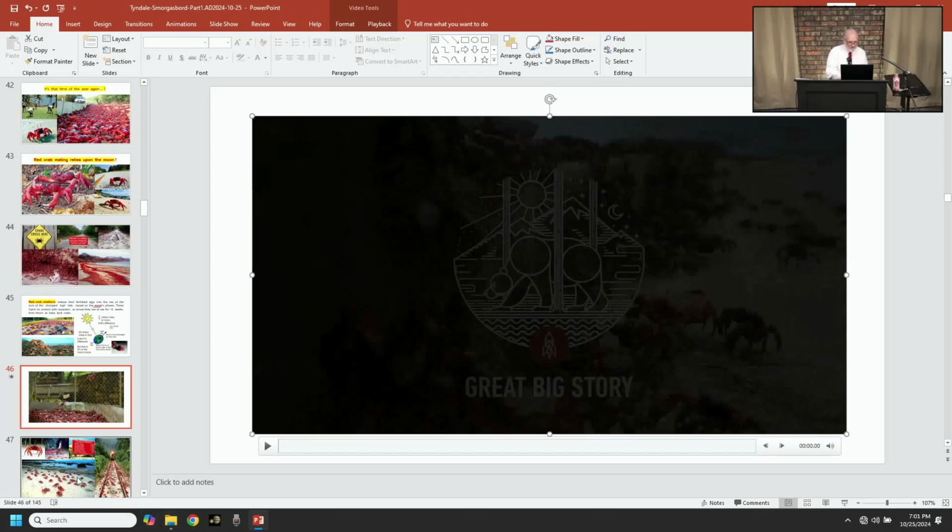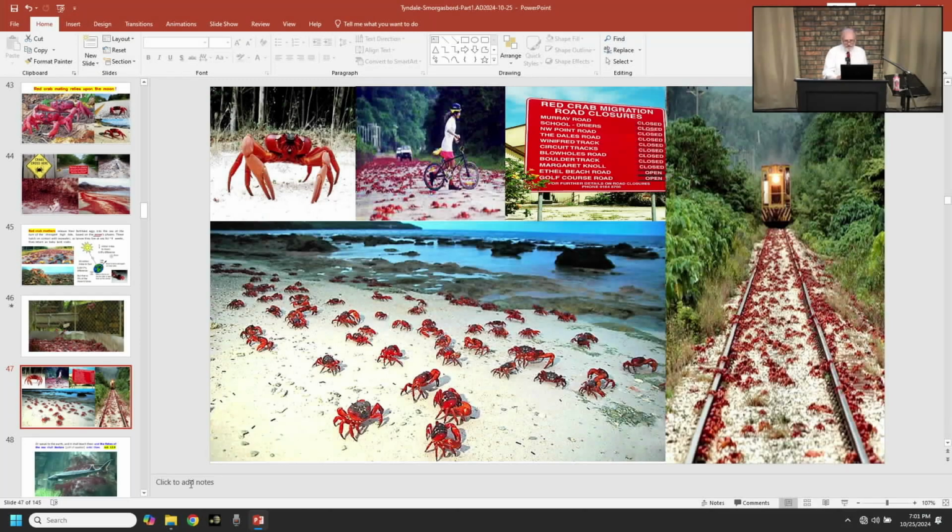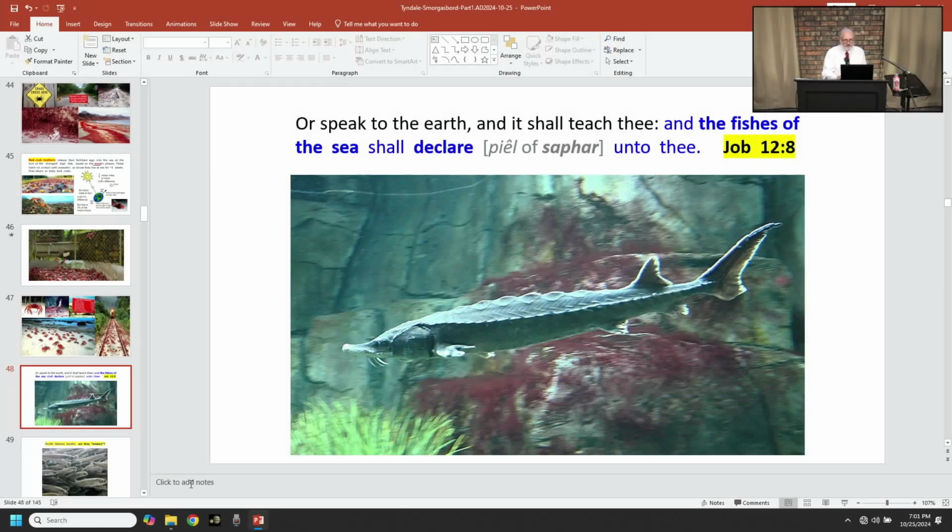Let's see. And of course, they should avoid train tracks. That's just not good. Job 12:8 says, "Speak to the earth, and it will teach you, and the fishes of the sea shall declare unto you."